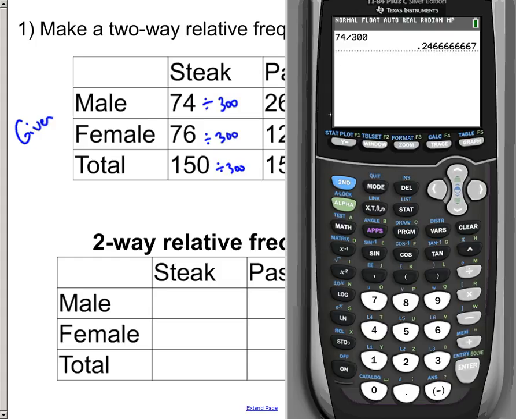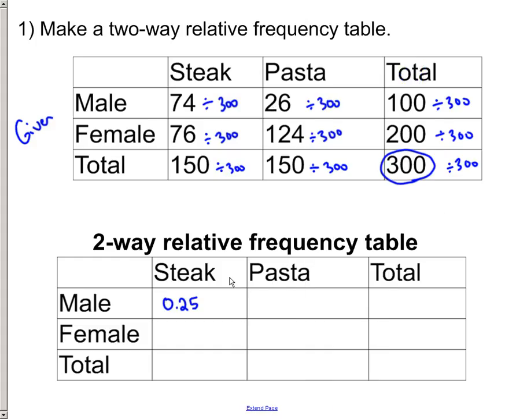Generally what I tell my students is never round it unless they tell you, and here I'm going to tell you, let's always round to the second decimal place, the hundredths place. So that 6 right here rounds that 4 up to a 5, so we just put 0.25. And what this means is, out of all the people that they surveyed, 25% were male that chose steak. Okay, that's what it's talking about. And then we just go through and we fill up the chart.